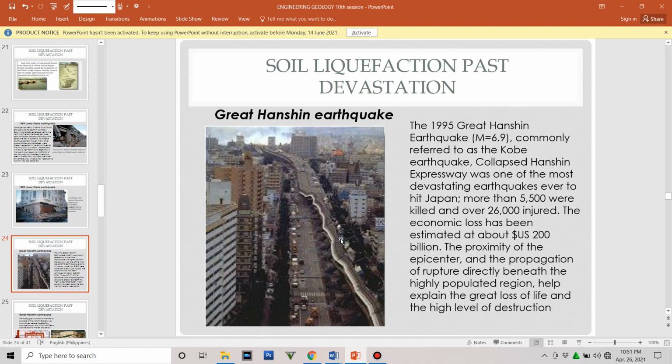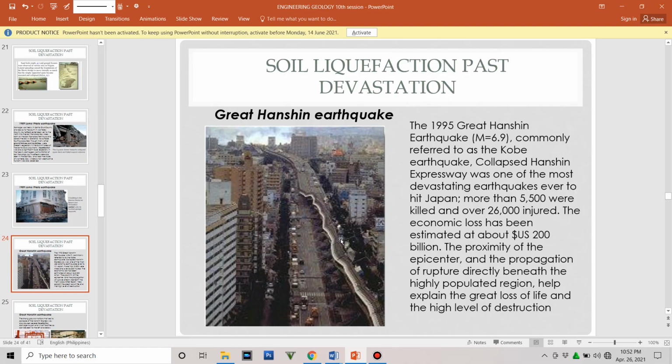In January 1995, a major earthquake struck the city of Kobe, Japan. Kaya nga ito yung tinatawag na Kobe earthquake. So it killed more than 6,000 people dead, no? Casualties, which also caused 45,000 people homeless.